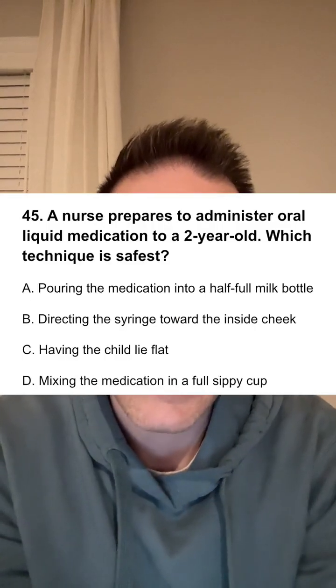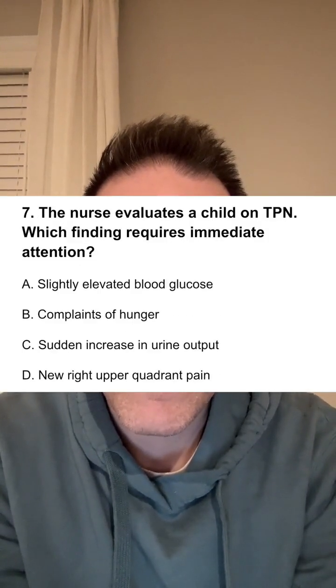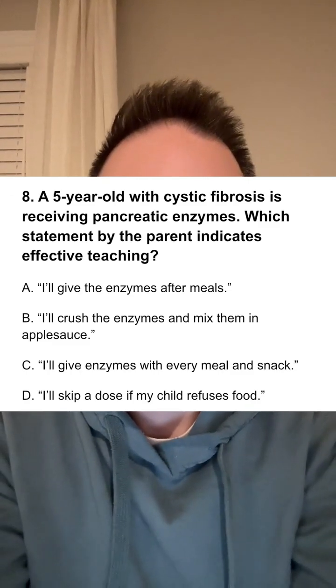All right. Oh, sorry, guys. I'm losing my spot. All right. And we'll make it smaller. All right.